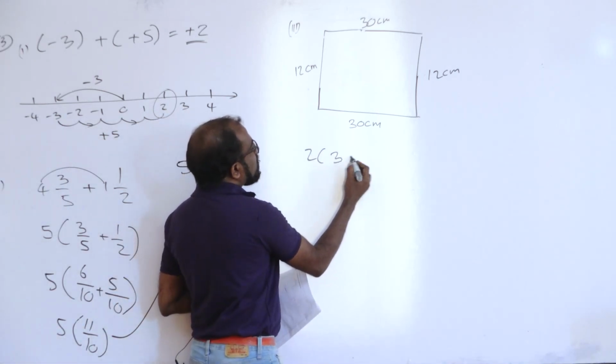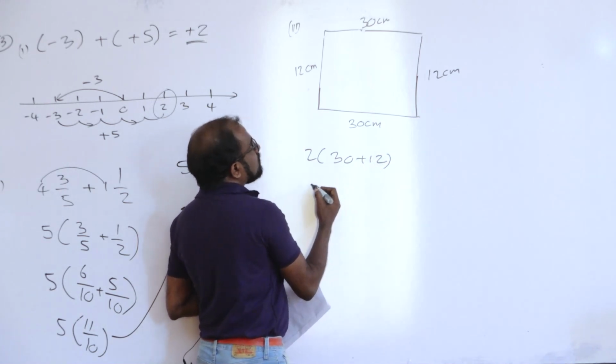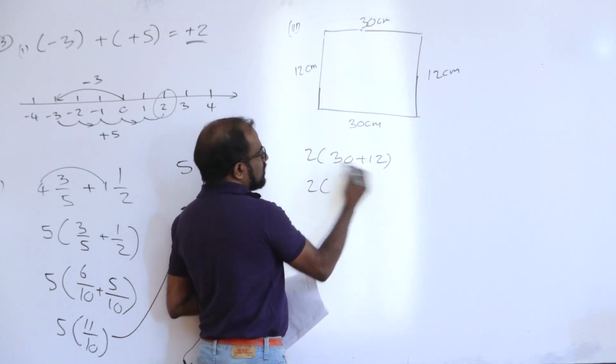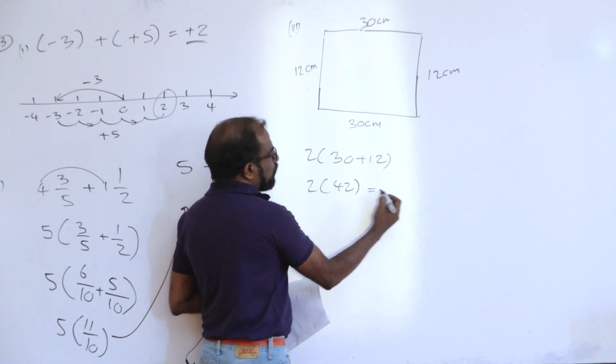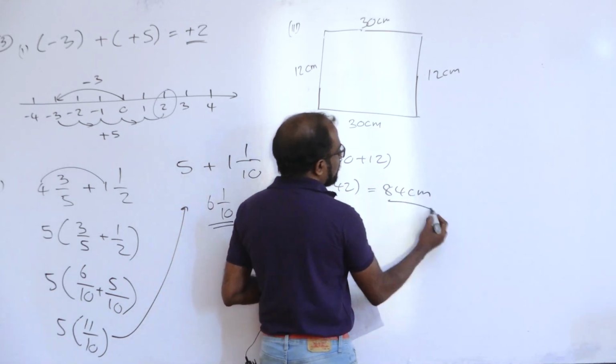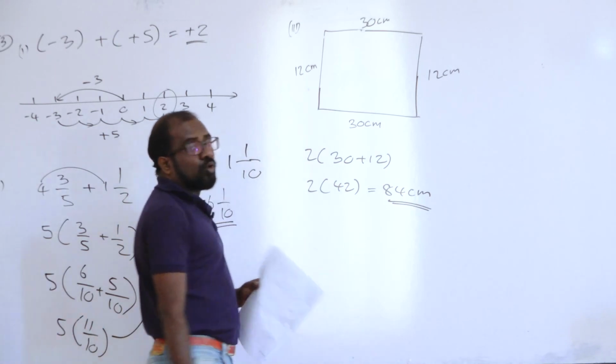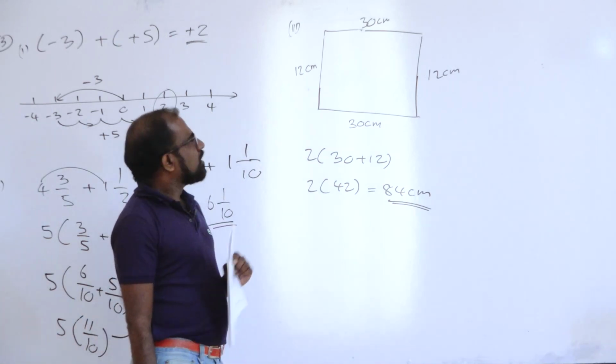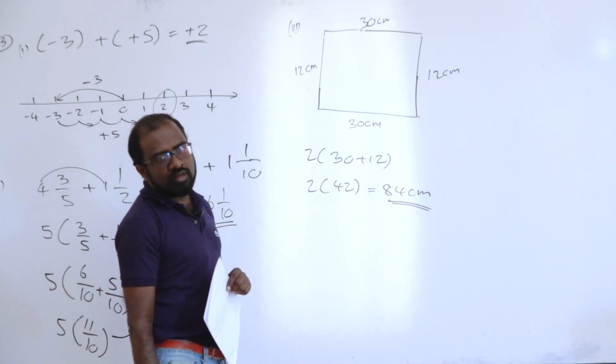But 2 times 30 plus 12. 2 times 30 plus 12. 30 plus 12, 42. 2 times 42. What's the answer? The perimeter of this figure is 84 centimeters. Correct?